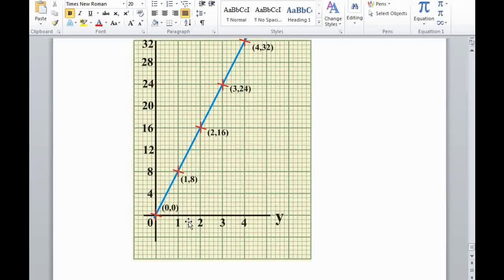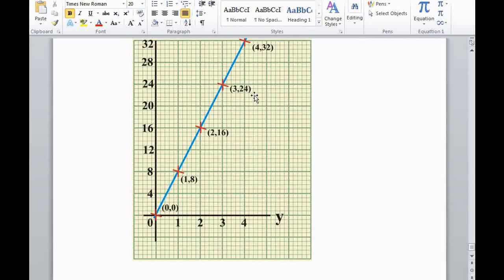Okay, now let's plot these points. First ordered pair we have 0, 0, so this is the point of intersection. Second ordered pair is 1 and 8, y coordinate 1 unit, z coordinate 8 units. So this is the point of intersection for these two coordinates. Then the third ordered pair is 2 and 16. Let's join these two coordinates. So here we have the point of intersection with the ordered pair 2 and 16.